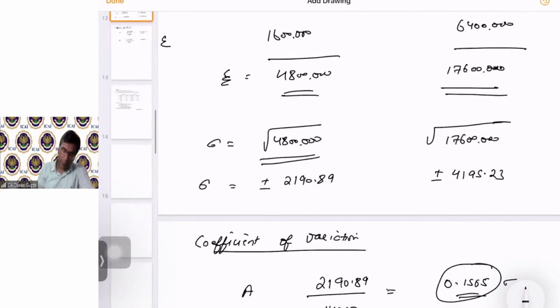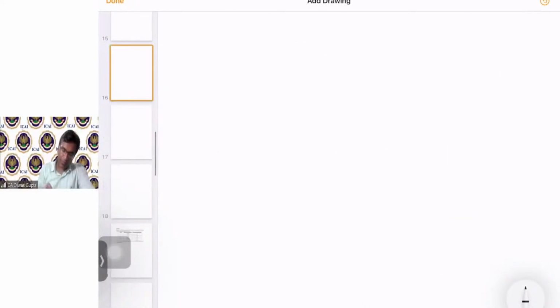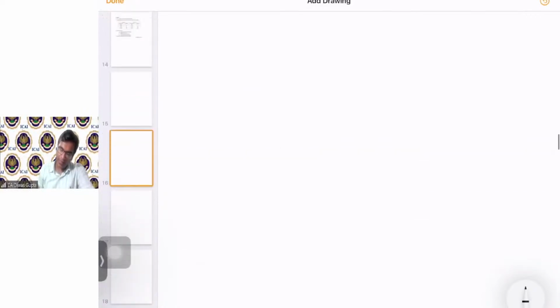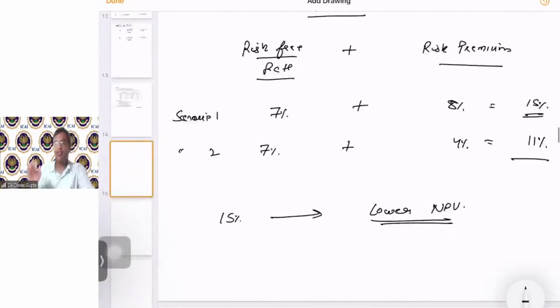So Jay, I will come to examples. Let me first complete the discussion on RADR and certainty equivalent approach. I will give you a lot of examples.